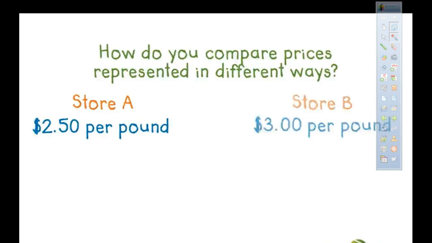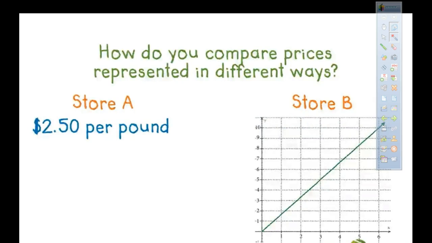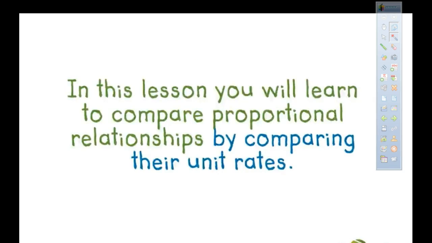Charges $2.50 per pound. Top of that last page, notes. Comparison is easy. But if instead I give you a graph showing store prices, you have to decide which store is offering the better buy. In this lesson, you will learn to compare proportional relationships by comparing their unit rates.